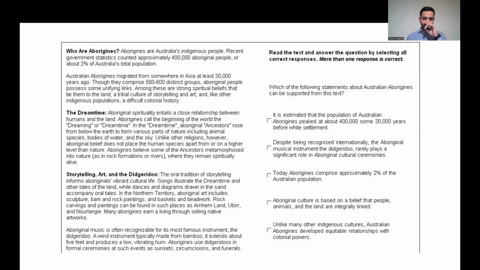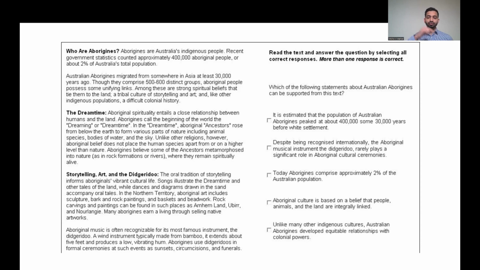So that cannot be correct, because if you look at option number 2, it says despite being recognized internationally, which it doesn't really mention, but I think it gives you a hint. But the Aboriginal musical instrument, the didgeridoo, rarely plays a significant role in Aboriginal culture. So that's the main adverb here, rarely, which is contradictory to the information that's given here. It says here, Aborigines use didgeridoos in formal ceremonies.